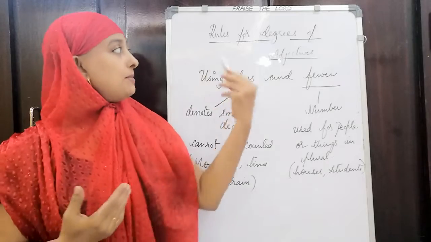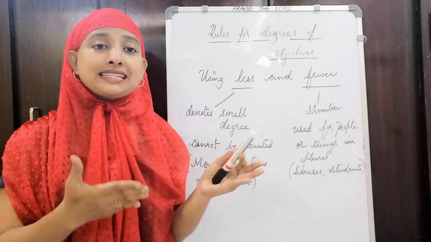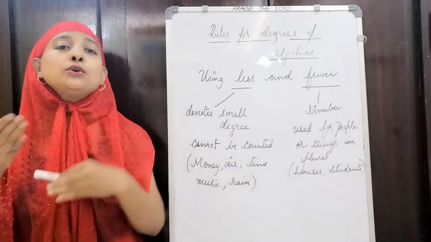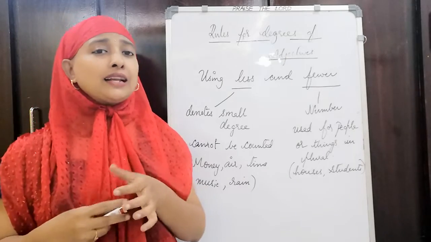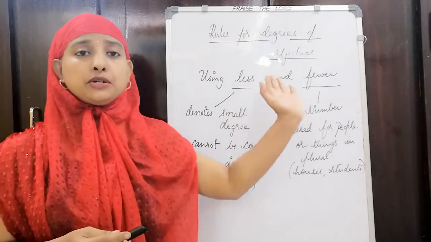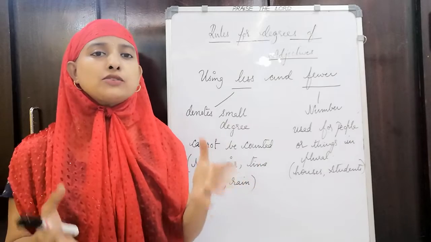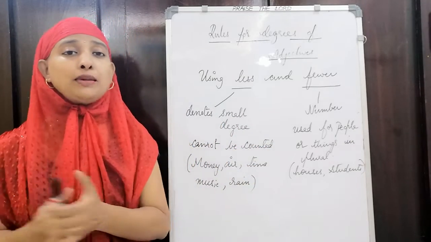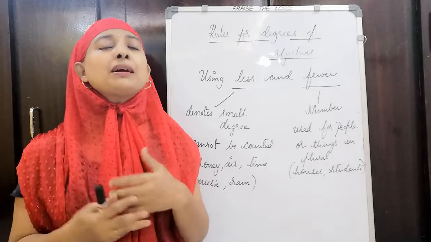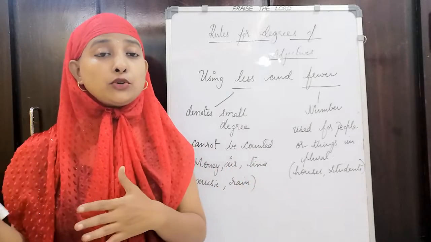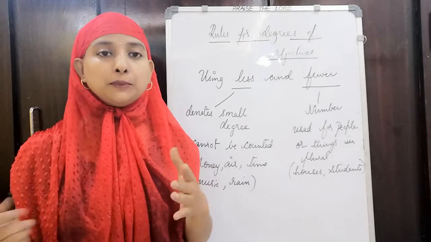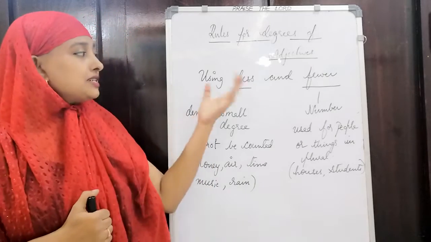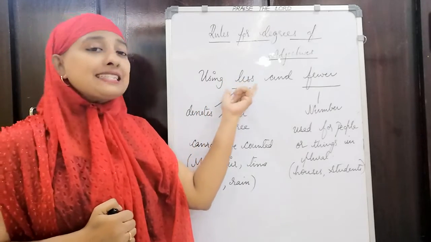And so coming to our topic, we have been discussing the rules, how to use comparison. So there are words like less and fewer. When we talk about comparison, in some cases we'll be using less, in some cases we'll be using fewer. But all the time we'll be confused about when to use less and when to use few or fewer, right?